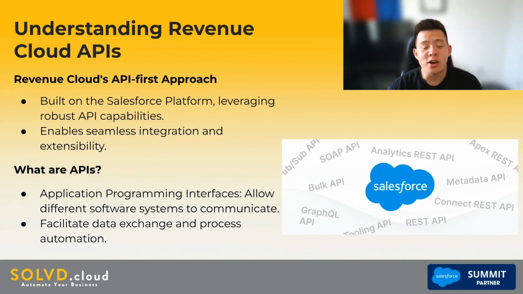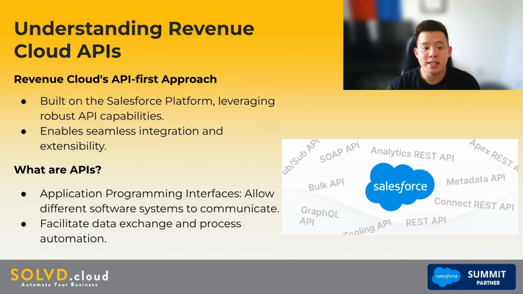Salesforce Revenue Cloud is architected with an API-first approach, meaning it is built from the ground up, leveraging the robust API capabilities of the Salesforce platform. APIs, or application programming interfaces, act as digital connectors and allow different software systems to communicate and facilitate seamless data exchange and process integration.